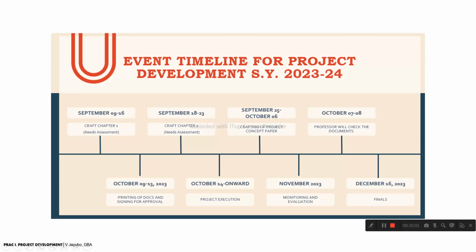And that's it. Okay, and going back to the event timeline for project development. So starting September 19 to 24, you will craft your chapter 2, and then September 25 to October 6, crafting of the concept paper na ta. So once matapos ta sa chapter 2, diretso na ta sa atong concept paper. Then the concept paper presentation discussion will be given next Saturday.